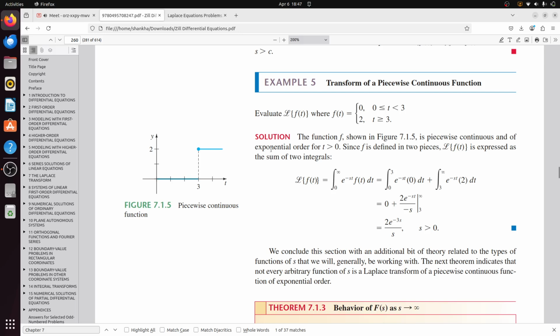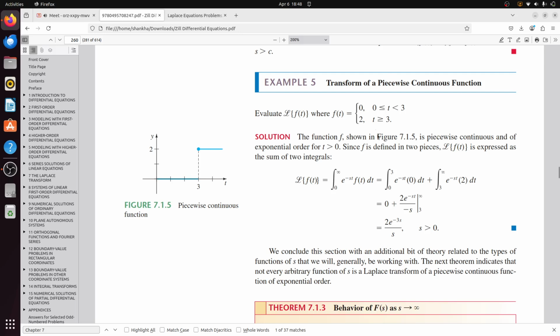Okay, next we will discuss a piecewise continuous function. Of this type of piecewise continuous function, we will discuss the Laplace transformation. So up to 3 it is 0, and from 3 it starts; at this point it has a discontinuity, and then it is just the constant 2. So first we will break it into two parts, 0 to 3 and then 3 to infinity. Then next we need to integrate it. We get 2 e^(-3s) by s.